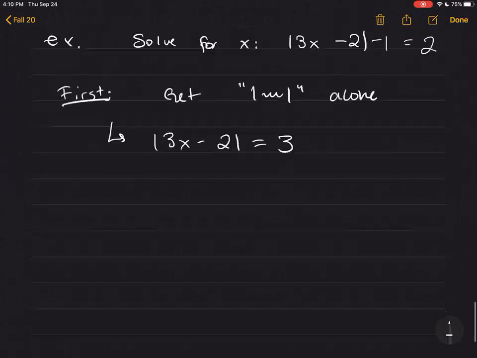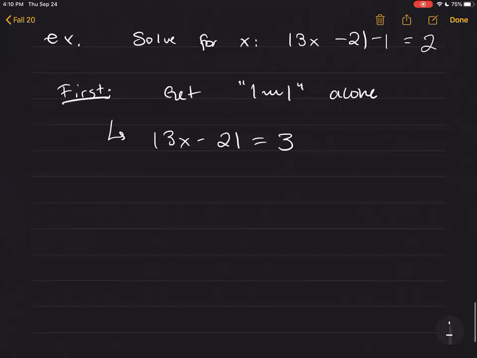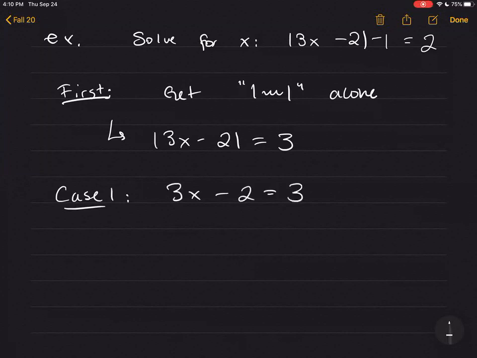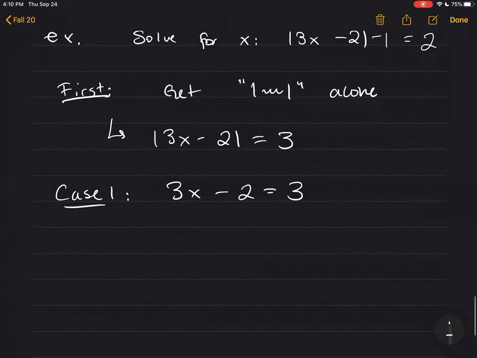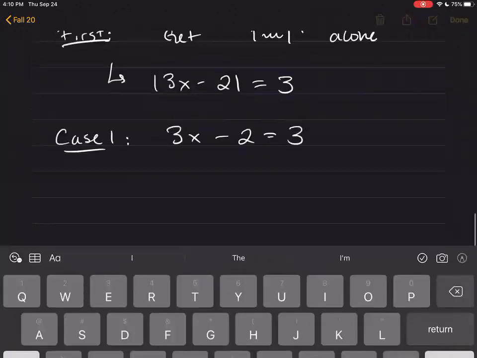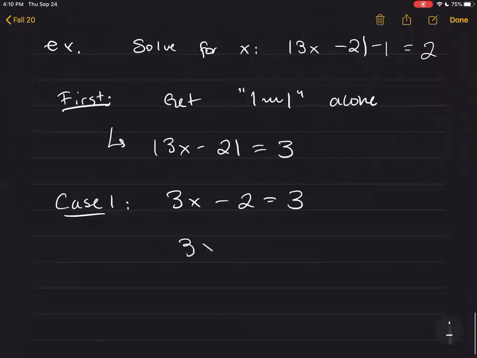And then from here, we're going to split it into cases, because absolute value is ultimately just a cases function, right? So case 1 is we have 3x minus 2 equals 3. So I think of this like the positive case. You'll see why in a minute. So if we solve this, we get 3x equals 5, and then x equals 5/3.